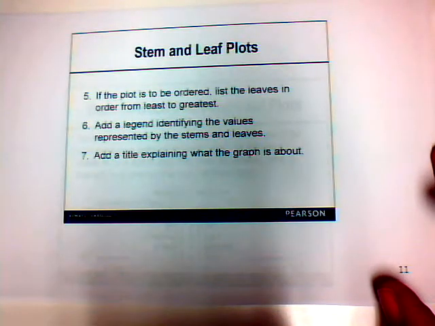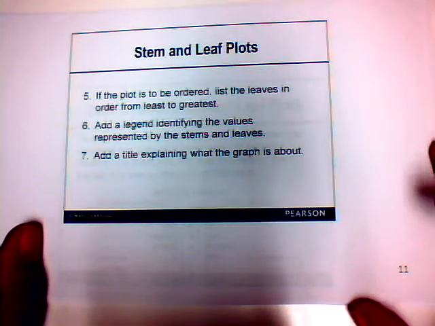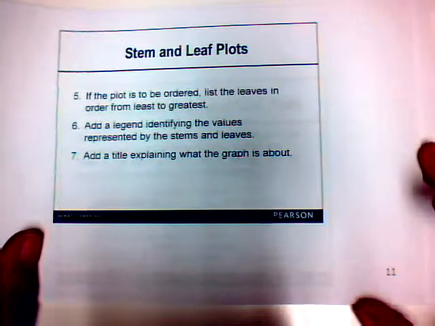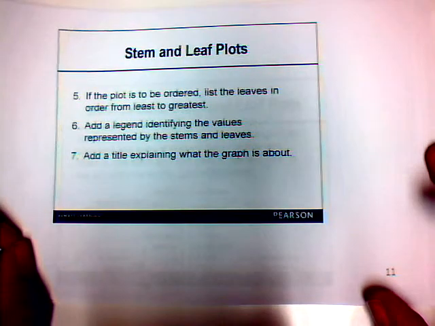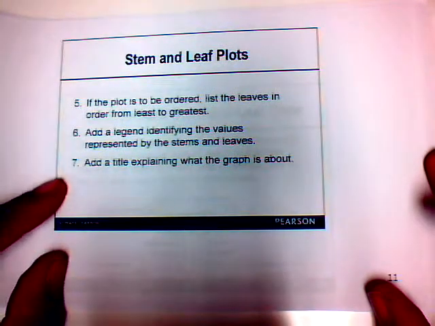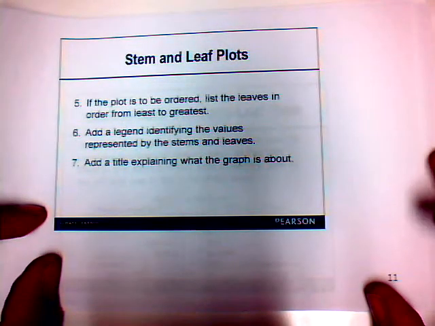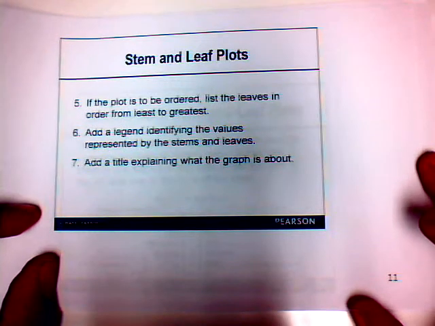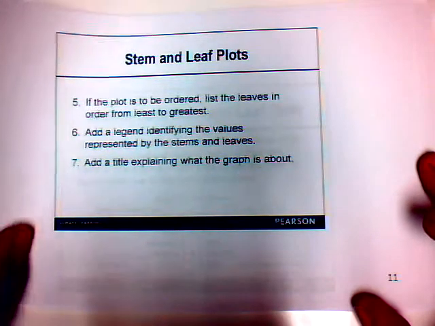Then number 5, if a plot is to be ordered, list the leaves in order from least to greatest. Then number 6, add a legend identifying the values represented by the stems and leaves. And then number 7, add a title explaining what the graph is about.